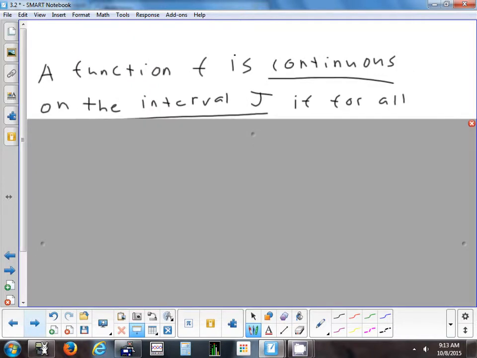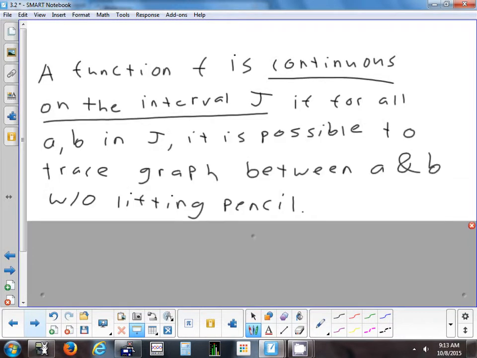Right? So we're going to talk about what it means to be continuous, or continuity. Very simple. Continuity just means, can you draw what I'm asking you to draw without lifting your pencil? If you can, it's continuous. If you can't, it's discontinuous.